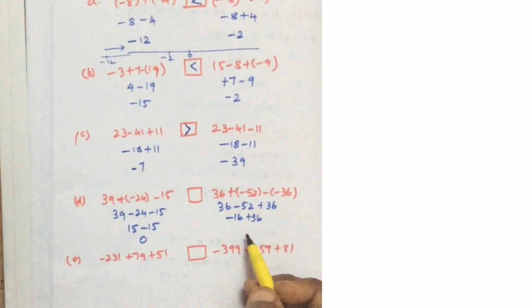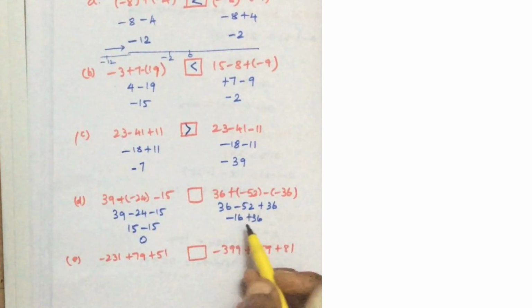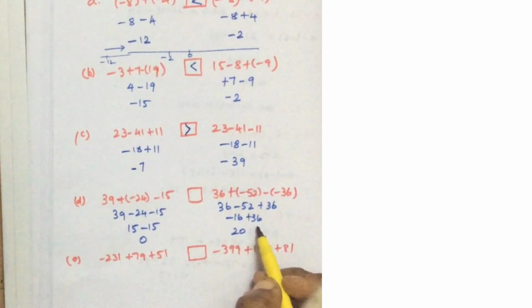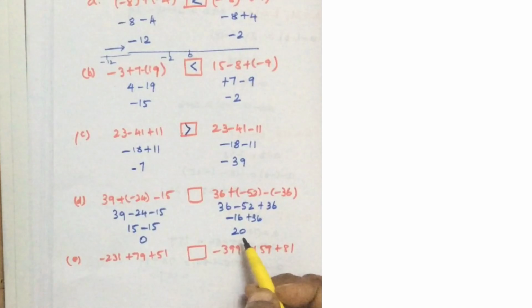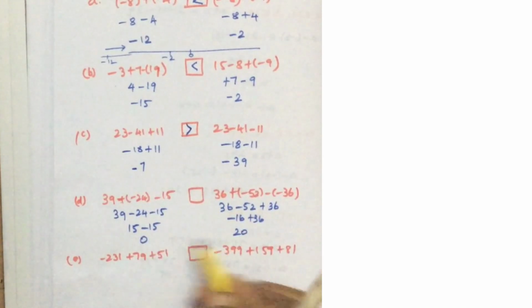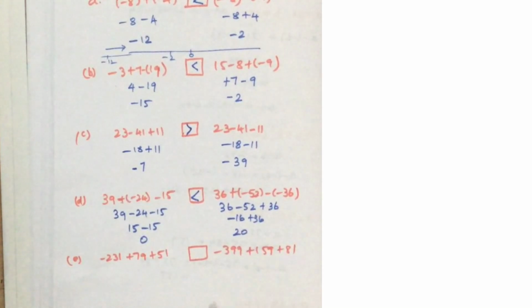Okay, this 36 comes here. Again you have to subtract 20, and the biggest number is 36. So put a positive sign here. So 0 and 20, 20 is the biggest number.